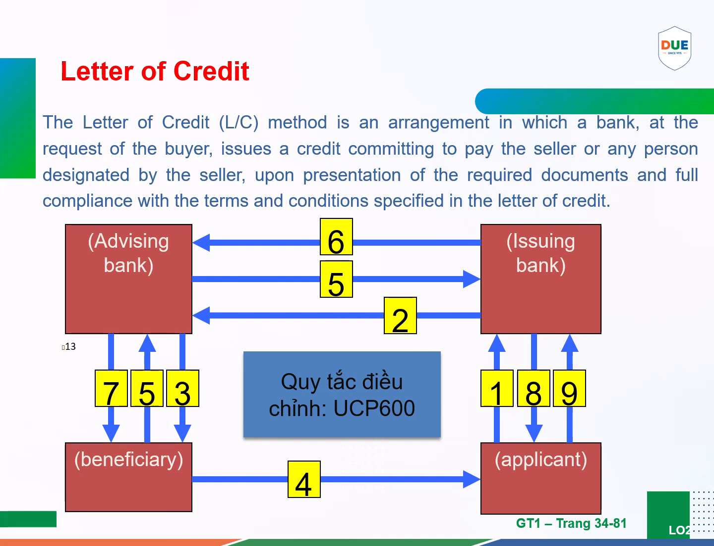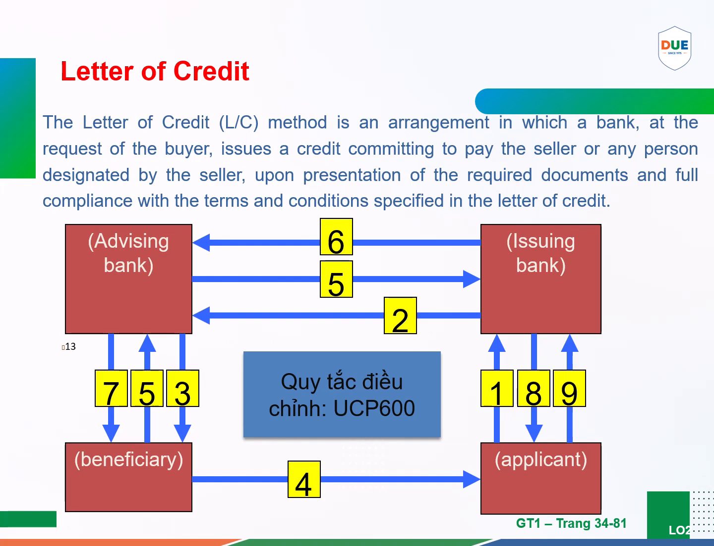The exporter reviews the terms and, if acceptable, proceeds to deliver the goods according to the contract and the terms of the letter of credit. After shipment, the exporter prepares a set of documents in accordance with the letter of credit requirements, such as the commercial invoice, bill of lading, certificate of origin, and packing list. The set of documents is submitted to the advising bank, which forwards it to the issuing bank for payment.